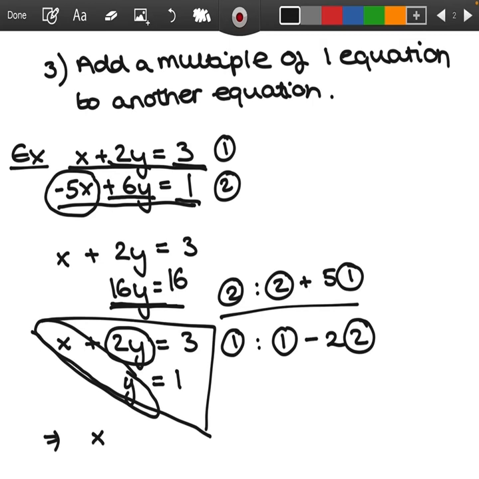What does that give me? That gives me x. I've got no y's now because I'm subtracting 2 times my second equation, is equal to 3 minus 2 times 1 gives me 1, and I'm still left with y is equal to 1. That has fully solved my system. I now have x equals 1 and y equals 1.